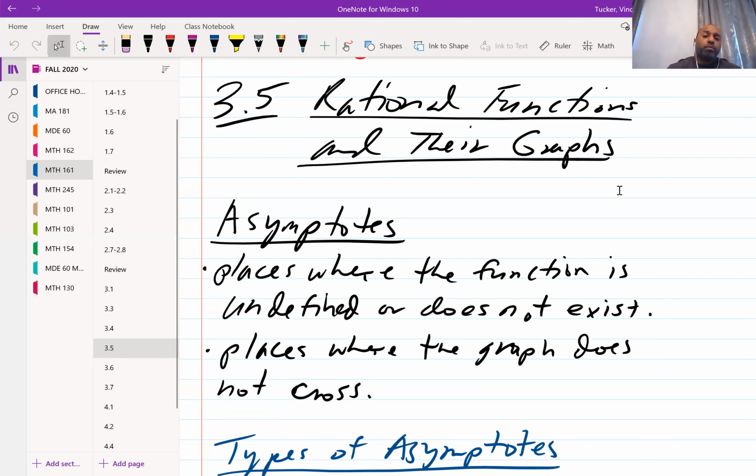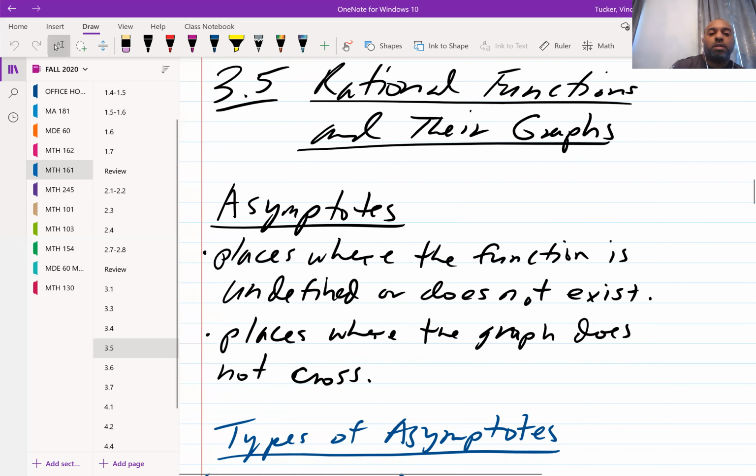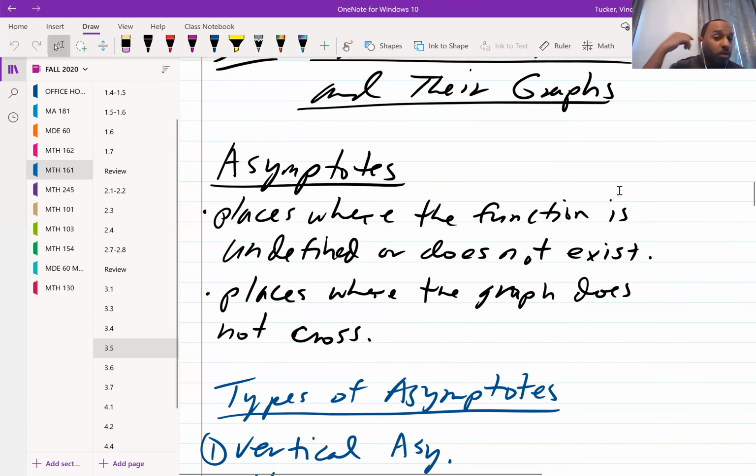All right. So let's look at 3.5. Rational functions and their graphs. So asymptotes are just places where the function is undefined or does not exist, or places where the graph does not cross.